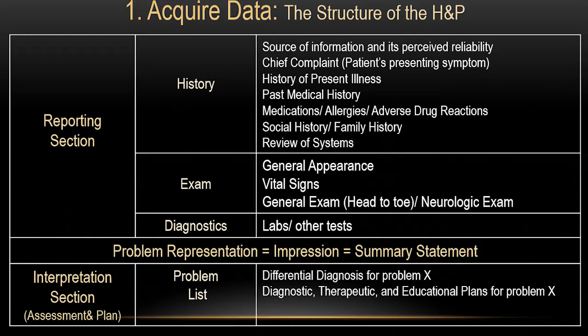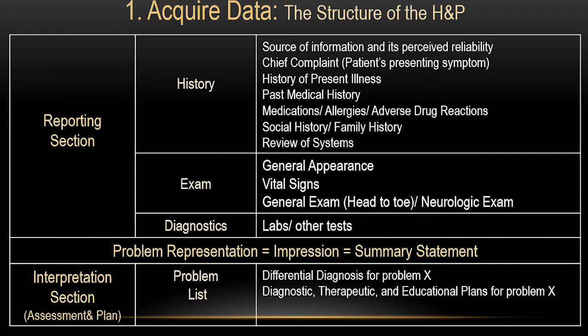This is the full table of how we are going to acquire data, the structure of the history and physical examination. We're going to go through these steps in detail, but let me first say that this part consists of history and examination and some diagnostics, some tests, and then we're going to have a problem representation, which is a summary of the case, and finally we're going to put an interpretation section where we are going to put our plans.